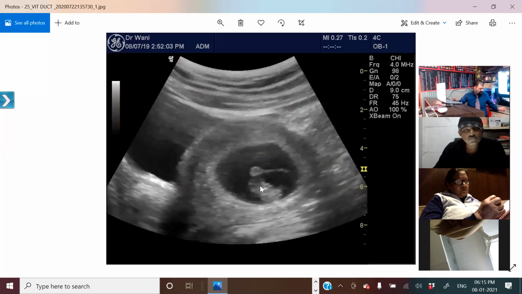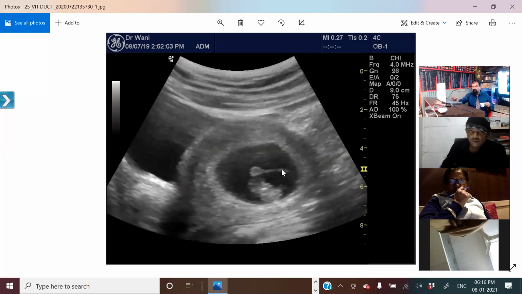See, what mind is not knowing, eyes cannot see. What is this? Now you can make out that this is the vitelline duct. This thing we discussed in the early pregnancy ultrasound, that this yolk sac and the embryo are not in the same cavity. One is in the amniotic cavity and another is extra-amniotic. So both are connected by the vitelline duct. Why am I able to see this very clear over here? Because I have done my settings.